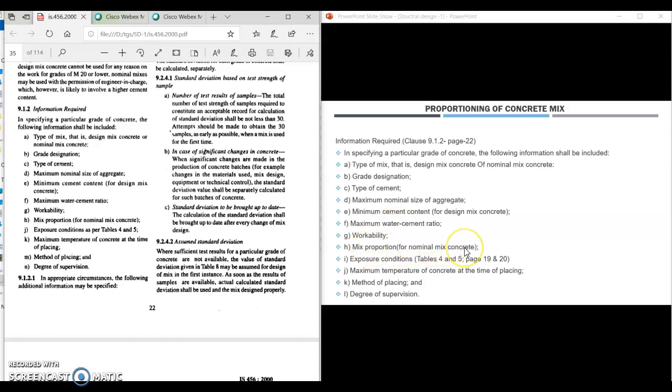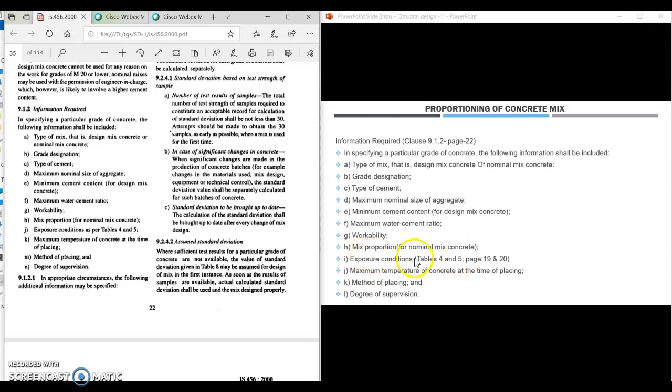Nominal mix concrete, this mix proportion is for exposure conditions. Tables 4 and 5 give the exposure conditions on pages 18 and 20 of IS 456. It is based on the exposure conditions: whether it is exposed to normal atmosphere, or exposed to sea, or underwater condition, or saline water condition, alkaline water condition, alkaline ground, etc. Depending upon the environmental conditions, the mix proportions vary.